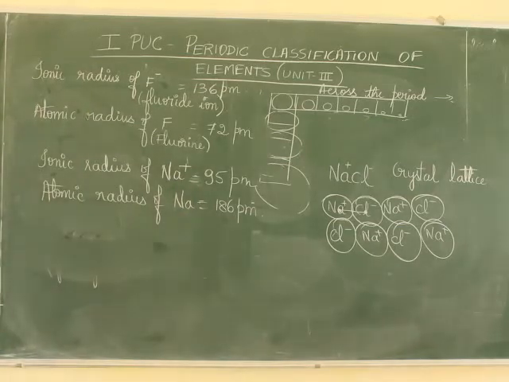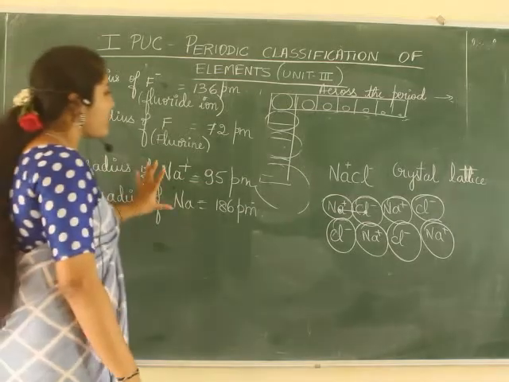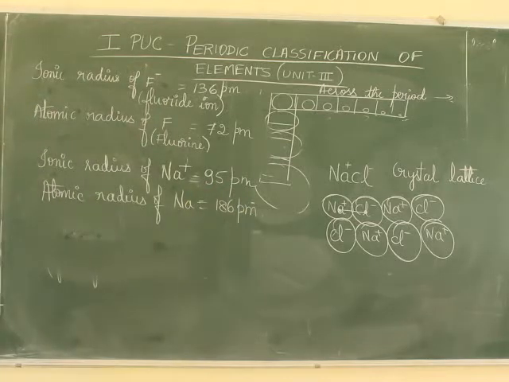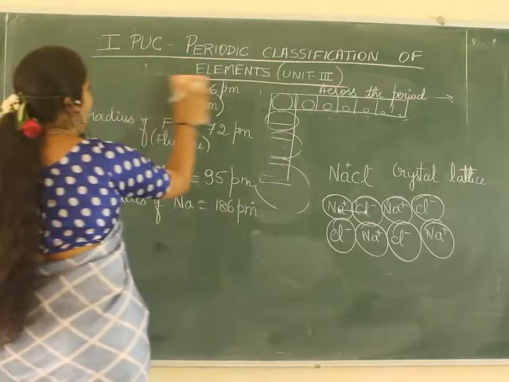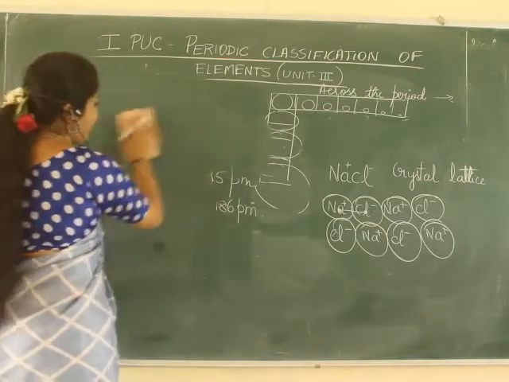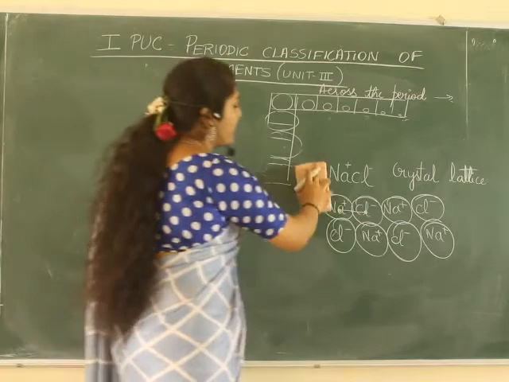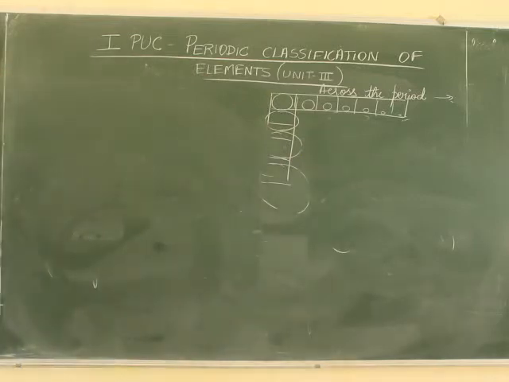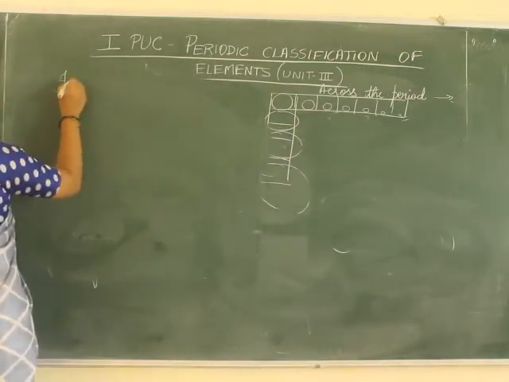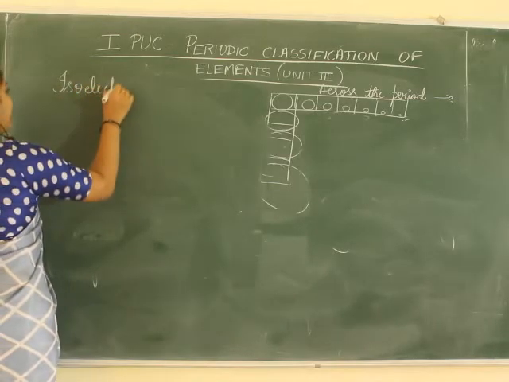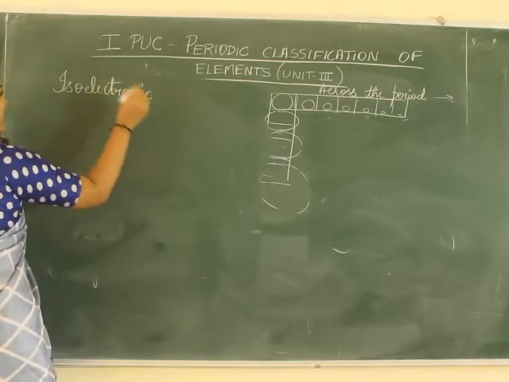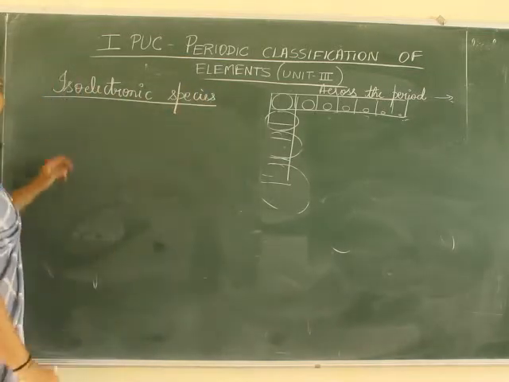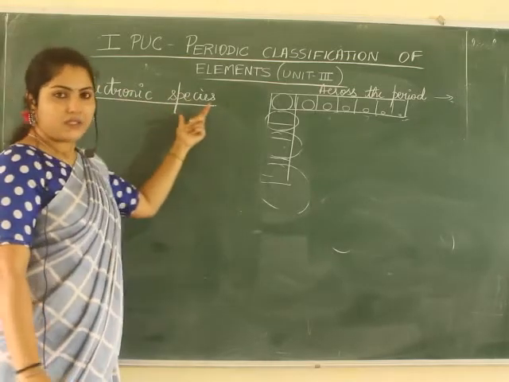Okay, let us move on with the next concept. So this was the example for the size of cation and anion. Now let us see what are isoelectronic species. There are some ionic species where you see that they will be having the same number of electrons. Iso means same, electronic means it is related to electrons, species. So what are isoelectronic species? Iso means same, electrons, species.